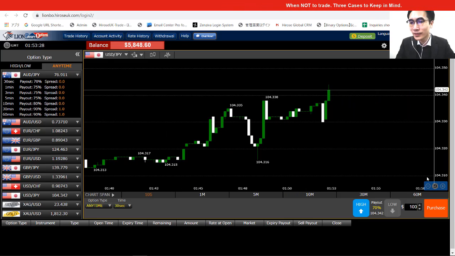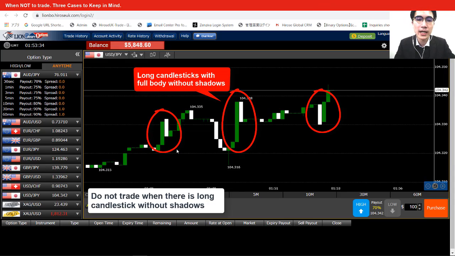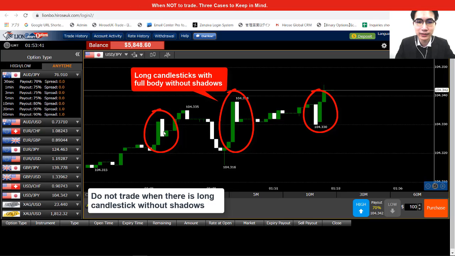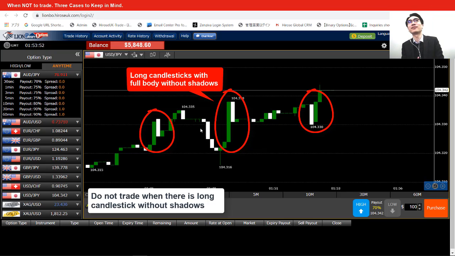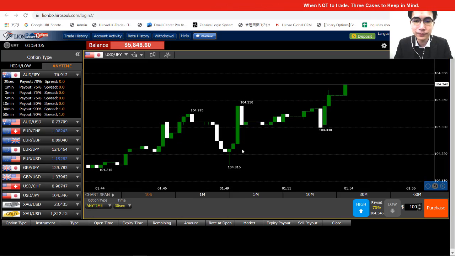Okay, so here's one. Now you see, I do not suggest you trade when you see candlesticks behave like this. You see the candlesticks here don't have any shadow, so it's just a full body candlestick. So it just moves. That means that the price is actually really strong, and it's very volatile. So if I need to sum it up, if you see a long candlestick body with no shadow, if you see candlesticks like this, we do not trade when the price behaves like this, because the price is very volatile.